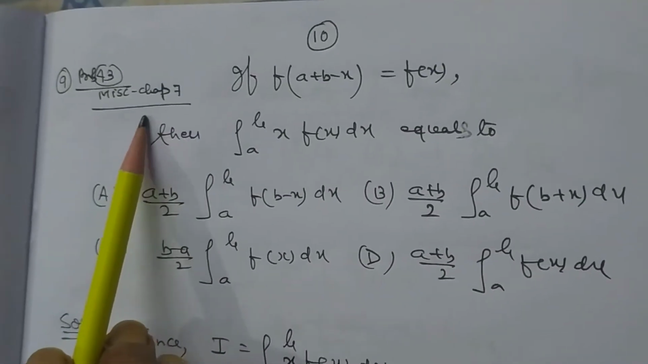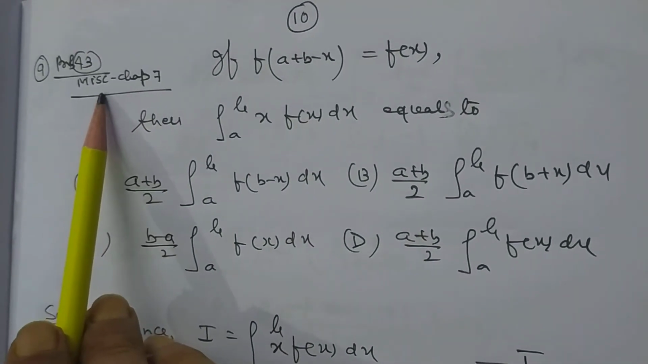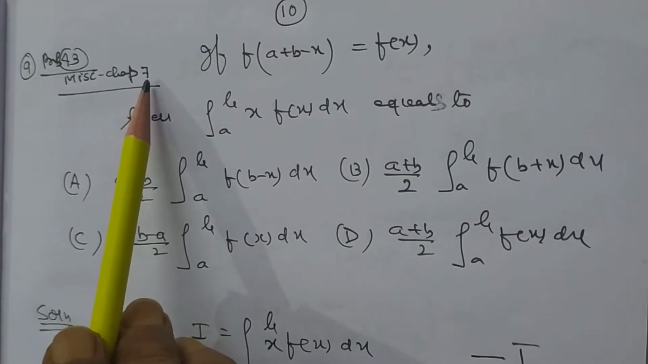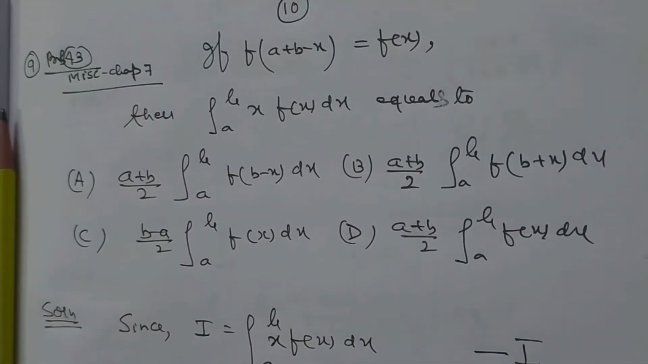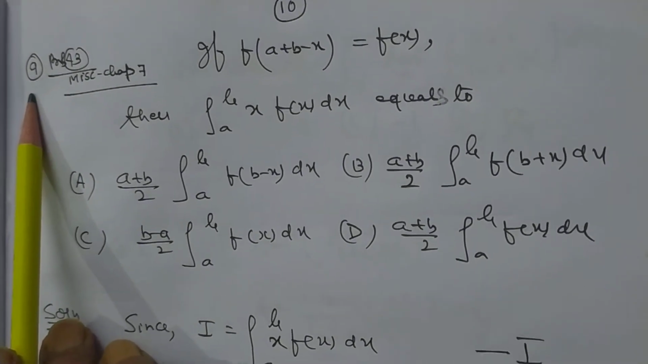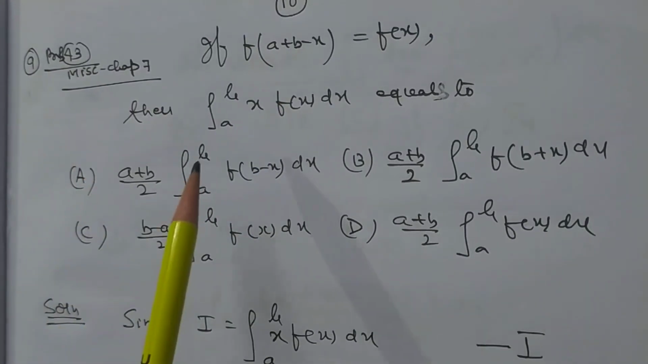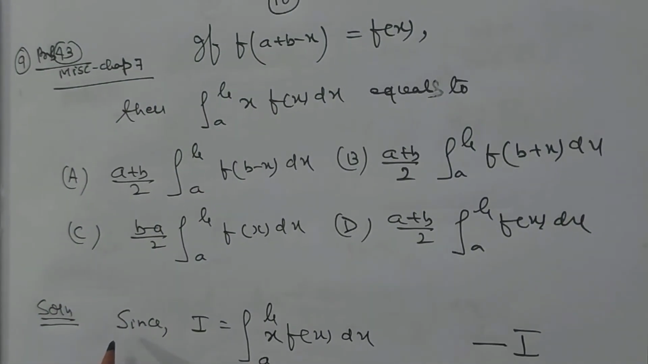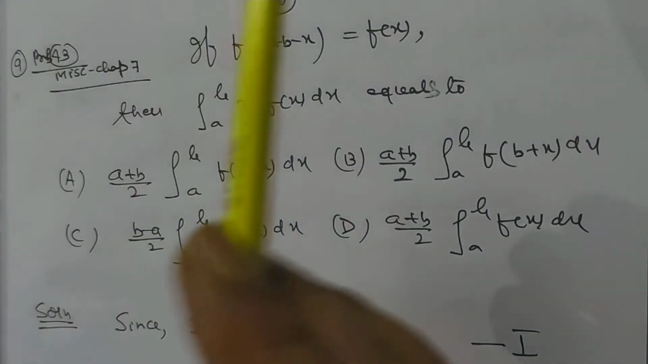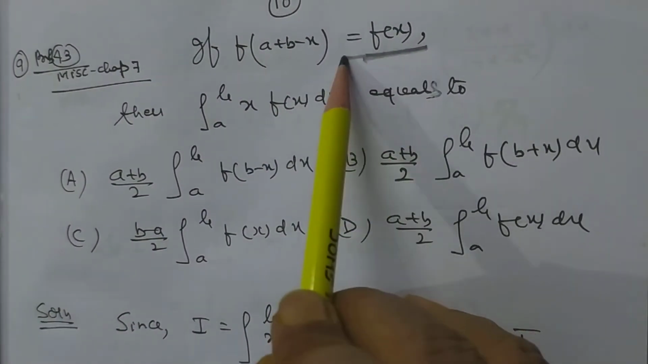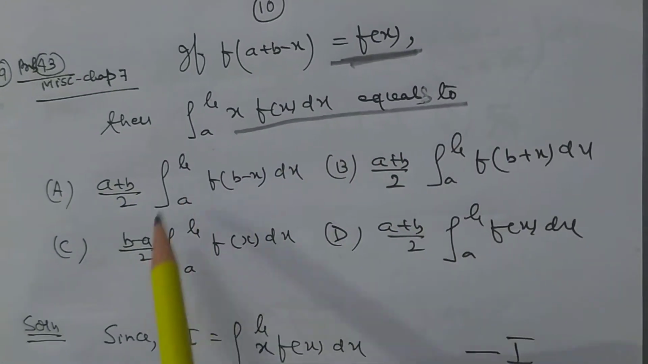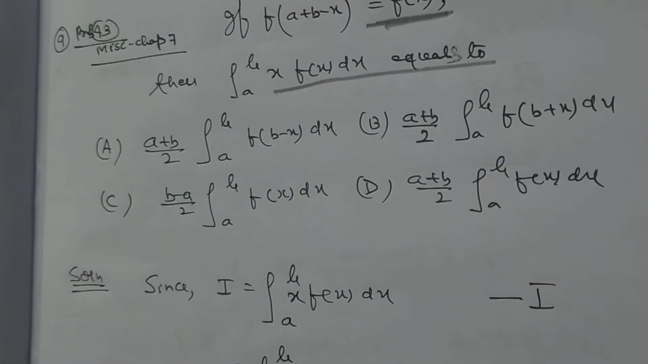Now my dear students, I want to discuss the miscellaneous exercise on chapter 7, problem number 43 of this exercise and problem number 9 of this study material. This question was asked in AIEEE. My students, look at the question carefully. If f of (a plus b minus x) is equal to f(x), this is given, this is the condition, then the integral from a to b of x f(x) dx is equal to, there are 4 options.